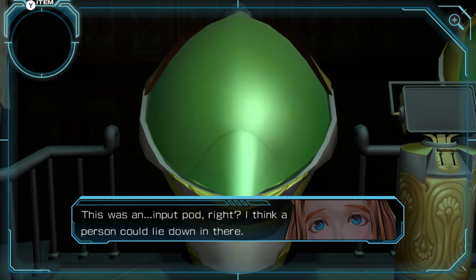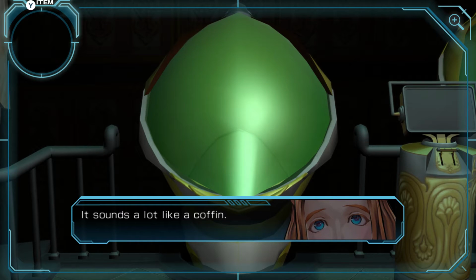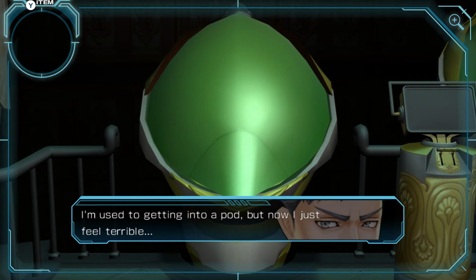This was an input pod, right? I think a person could lie down in there. It looks like a lidded bed, just like Zero said. Sounds a lot like a coffin. I'm used to getting into a pod, but now I just feel terrible.